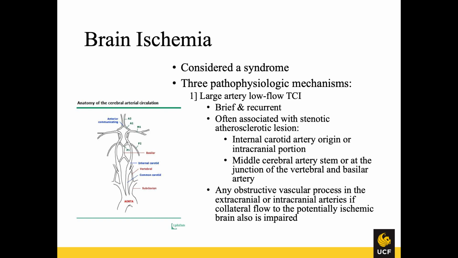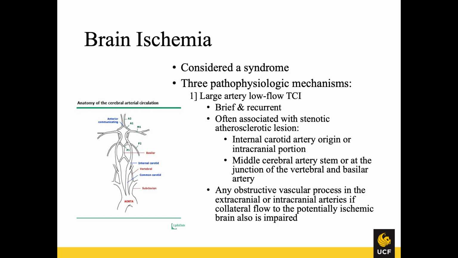When brain ischemia occurs, first of all, it's a syndrome. And there are 3 pathophysiologic mechanisms that occur. So you can have large artery flow ischemia. So you get low flow ischemia, basically. It's brief and recurrent, often associated with a stenotic or atherosclerotic lesion. The internal carotid artery is often the origin, or the intracranial portion can be the origin. And the middle cerebral artery stem, or the junction of the vertebral and basilar artery, can also be where these lesions like to hide out.